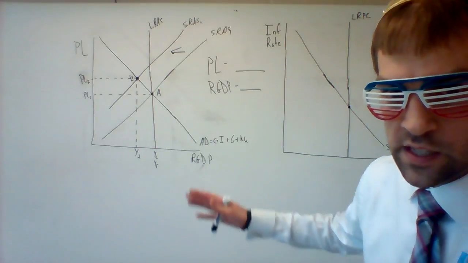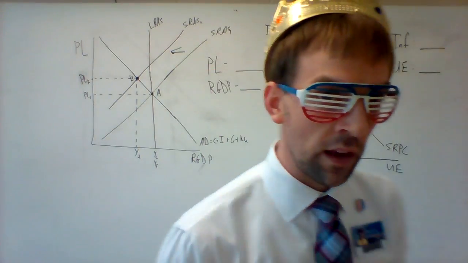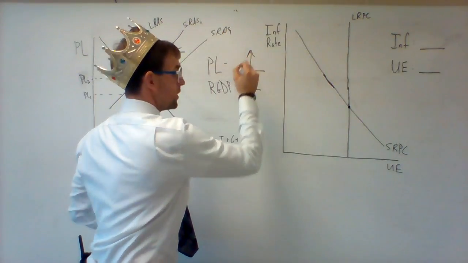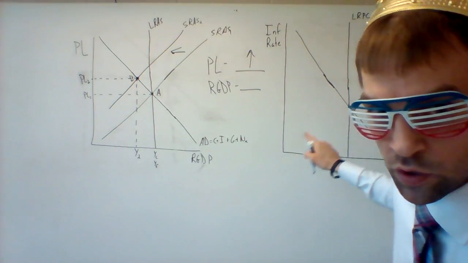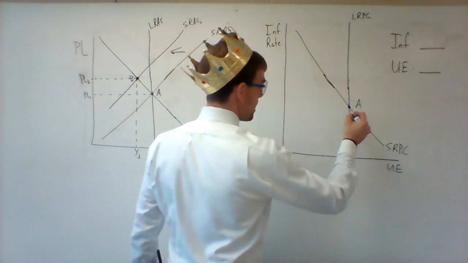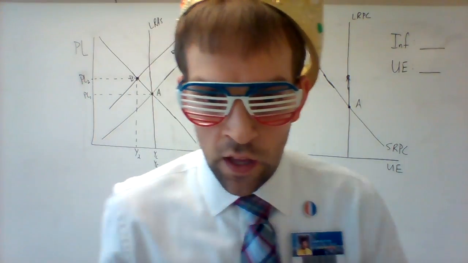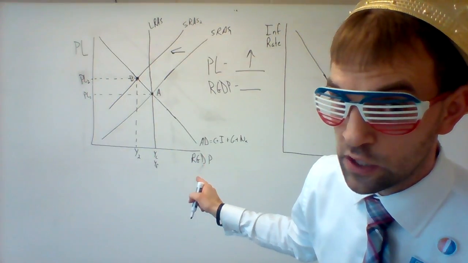Now, let's see here. From A to B, what happened to the price level? Looks like it went up to me, which means that my inflation went up too. So I'm going to come over here. There's my A, inflation up. My intermediate dot.